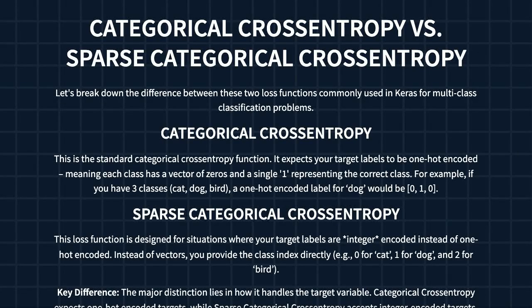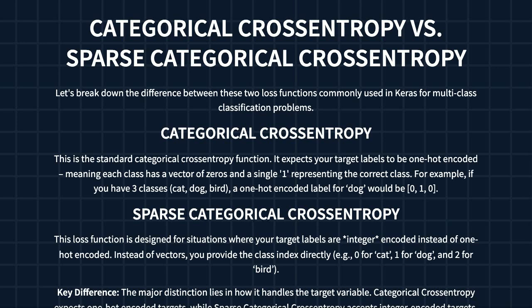Okay, so let's talk about loss functions in Keras. We often use them when training multi-class classification models. There are two main ones you'll encounter: categorical cross-entropy and sparse categorical cross-entropy. Categorical cross-entropy needs one-hot encoded labels. Basically, each class gets its own vector where only the correct class has a 1, everything else is 0.